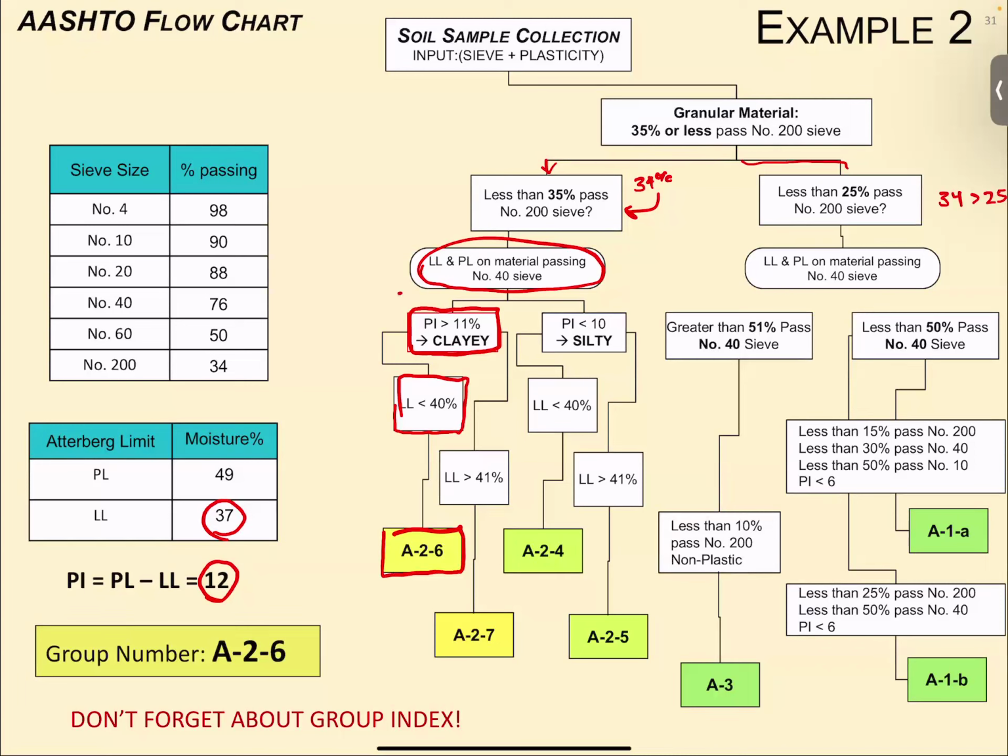So I should say all of this right here, you can use the flow chart, or you can also use the plasticity chart. They'll essentially tell you the same thing. If you look at the plasticity chart, you can see that it's the same categories. I'm just putting it in decision tree form or whatever.